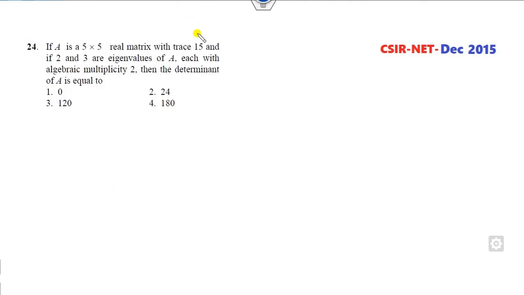A is a 5 cross 5 matrix with a trace. So 5 cross 5 has 5 eigenvalues. Trace is my 15, so the sum of these will be 15. 2 and 3 are eigenvalues with algebraic multiplicity 2. What is the meaning of that? 2 occurring 2 times. Algebraic multiplicity of 3 is also occurring 2 times.